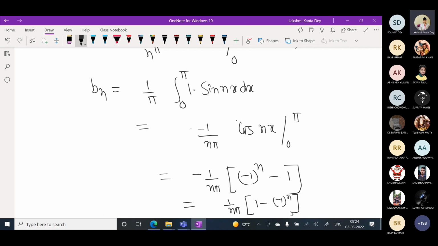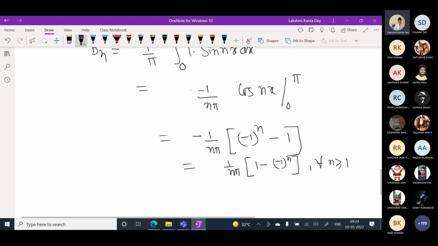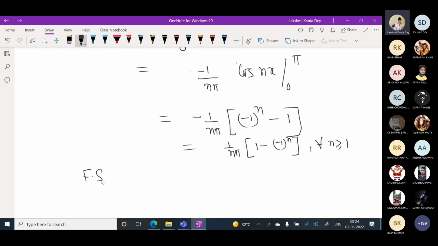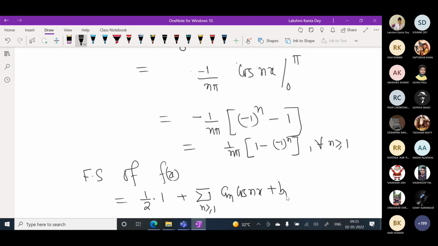Okay. For all n greater or equal to 1. So what will be the Fourier series? Then the Fourier series of f(x) is half of a naught, that is half of a naught plus summation n greater or equal to 1 of an cos nx plus bn sin nx. Right?